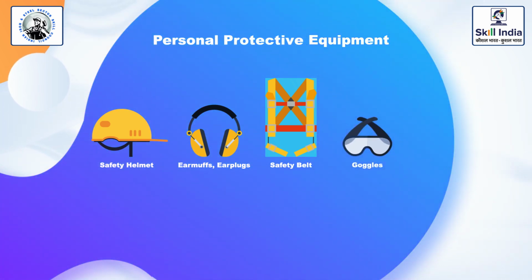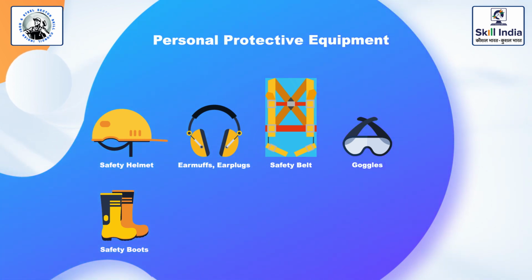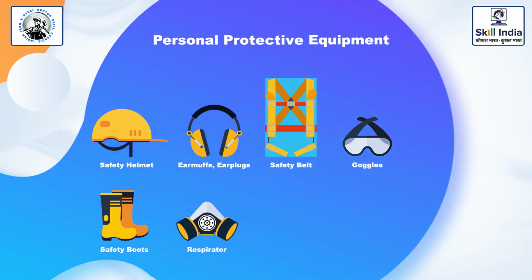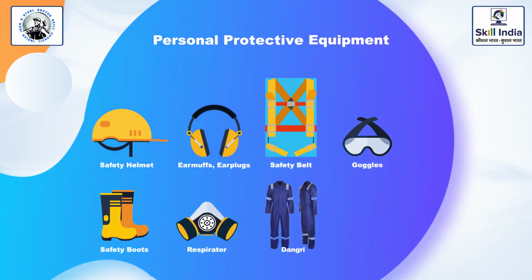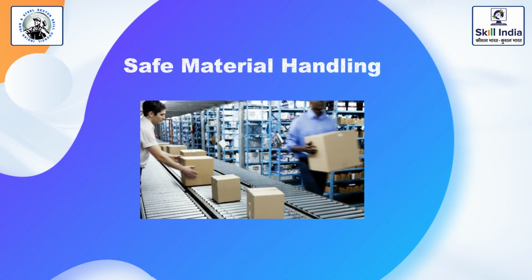Goggles. Goggles protect the eyes from injuries caused by strong light or flying objects. Safety boots. Safety boots guard the feet from puncture wounds, injuries, and slipping. Respirator. Respirators guard the respiratory system from the attack of poisonous gases, mist, fumes, and dust. Dangri and gloves.